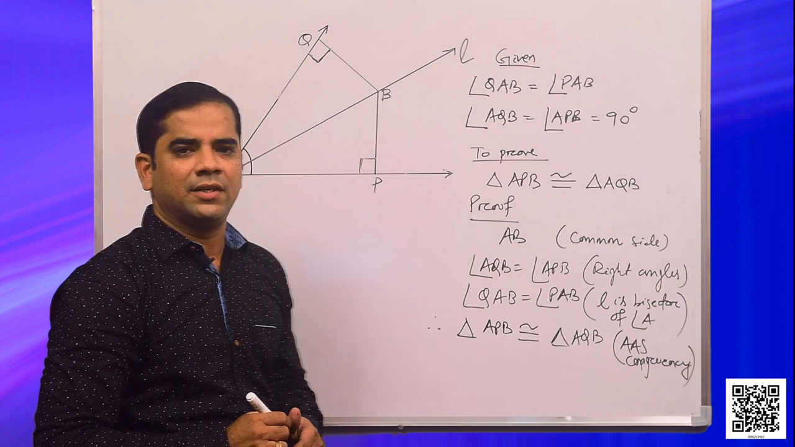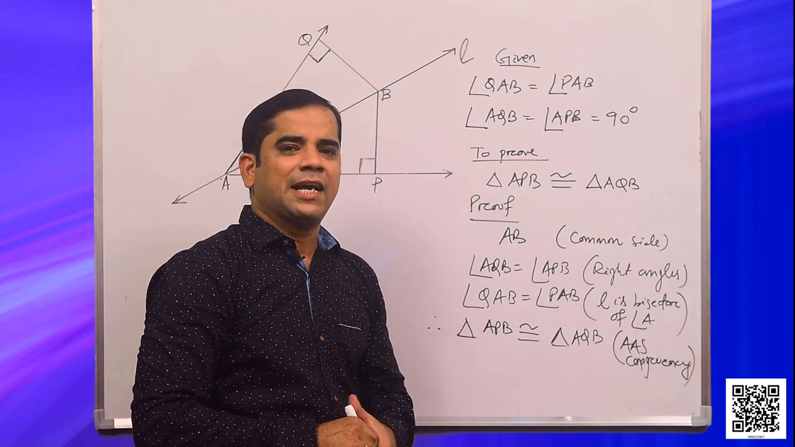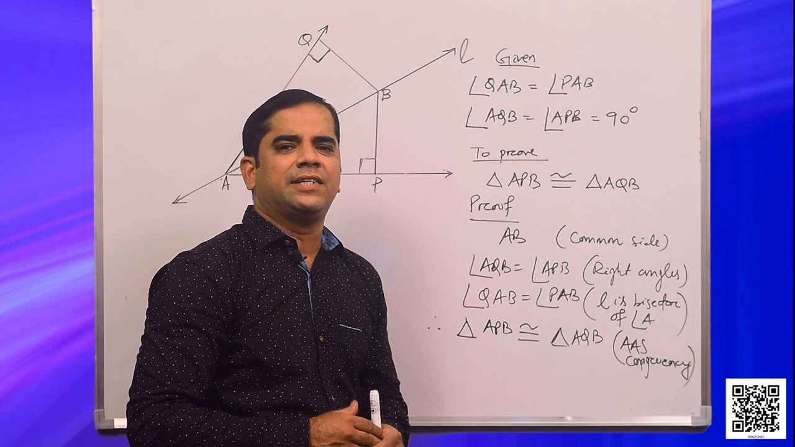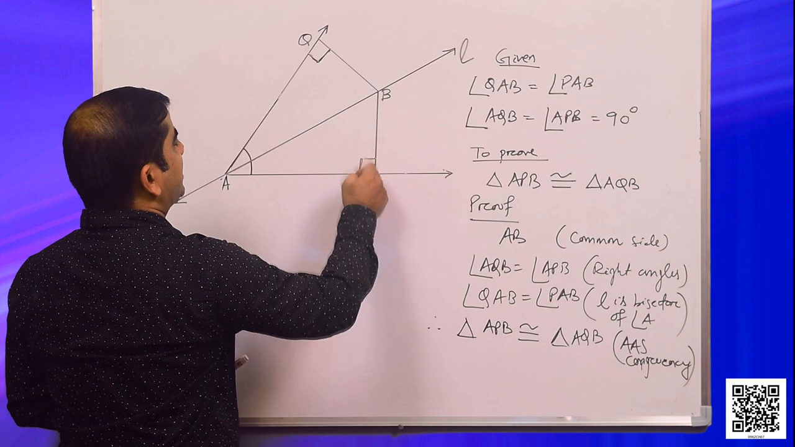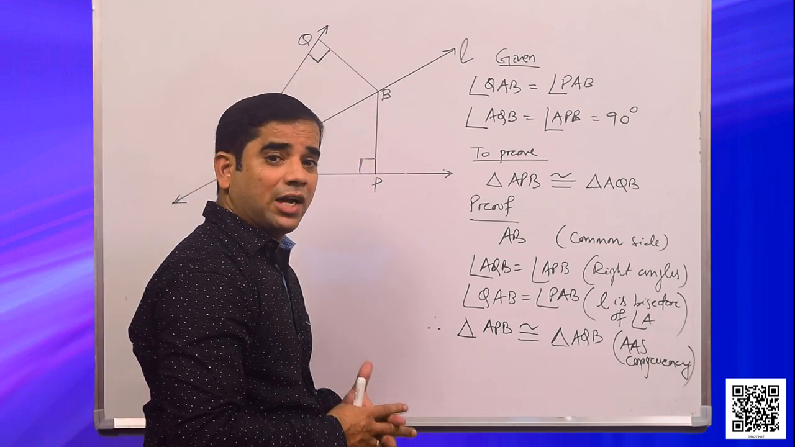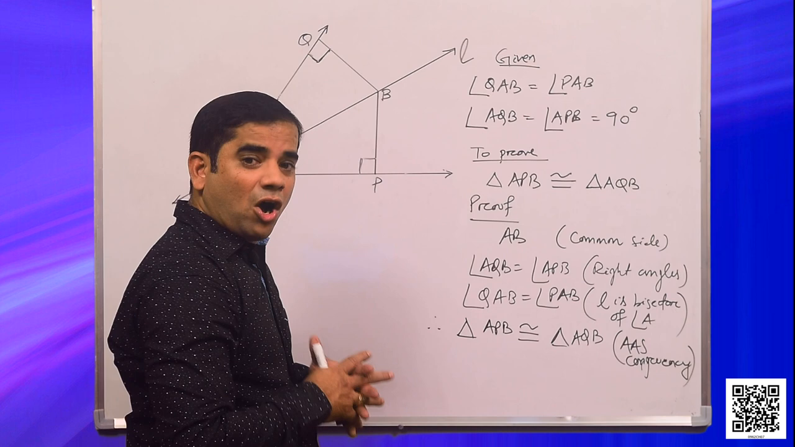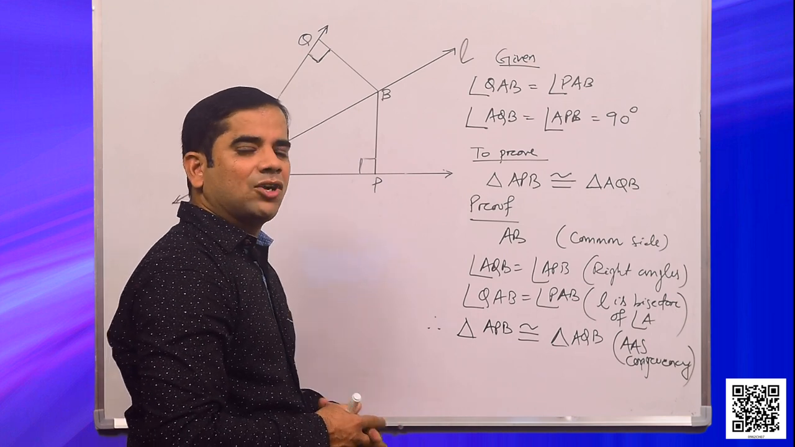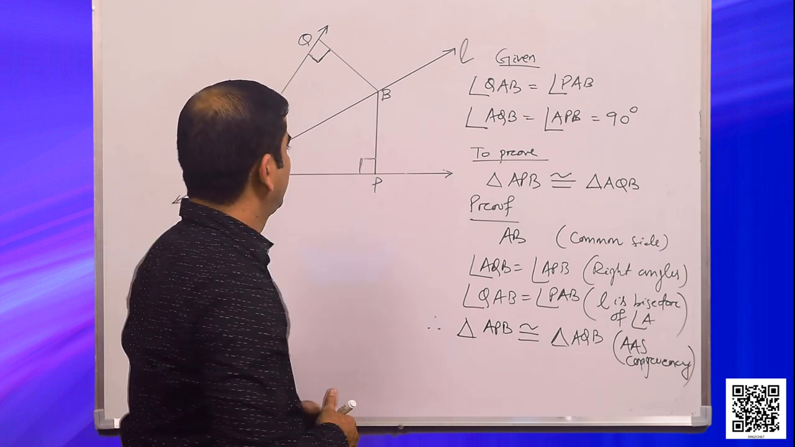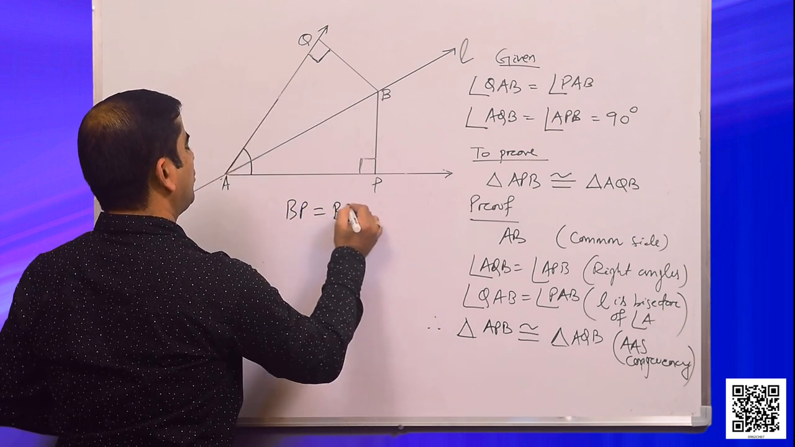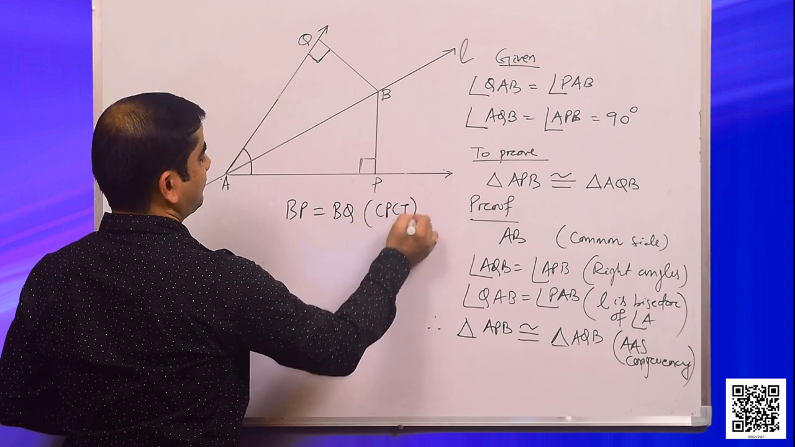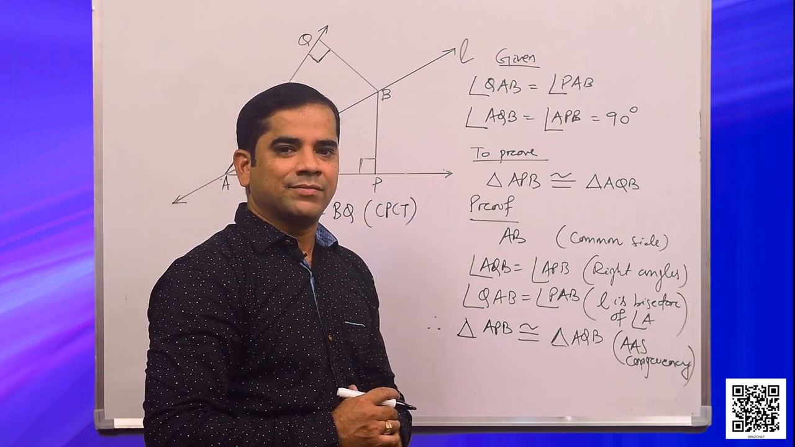What else does it ask? It asks BP is equal to BQ, or B is equidistant from the arms of angle A. That means BP is equal to BQ. Obviously, as we know, when two triangles are congruent, the corresponding sides and corresponding angles are equal. So BP is equal to BQ by CPCT.